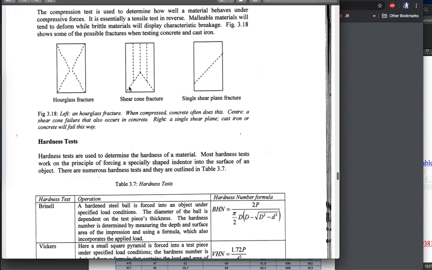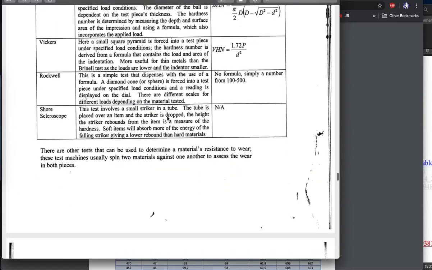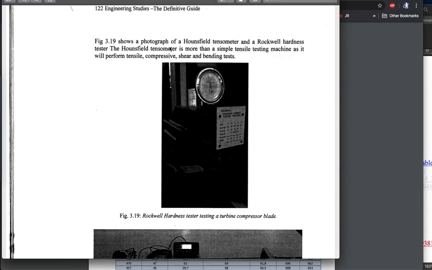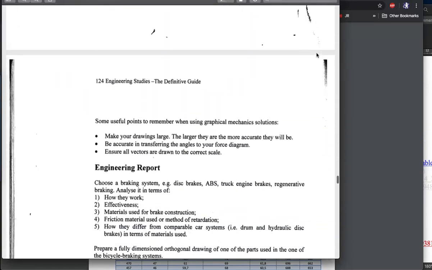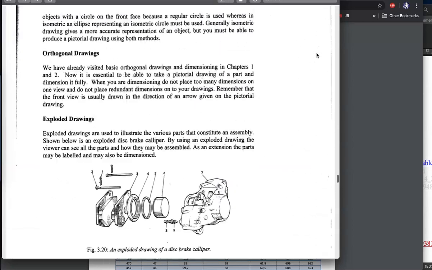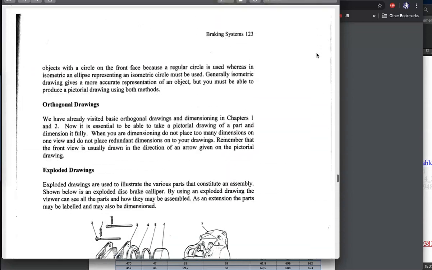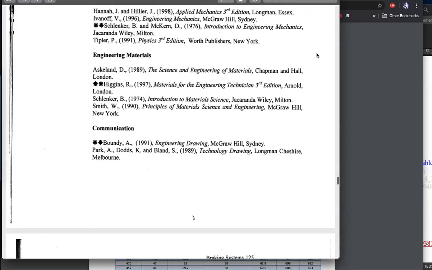Okay, and we're back to concrete. So we bounced around a little bit there. I apologize for that, but we've now covered all of materials for Chapter 3. I still have to talk about engineering reports and communication, so graphical communication, but that will do for Chapter 3 today.